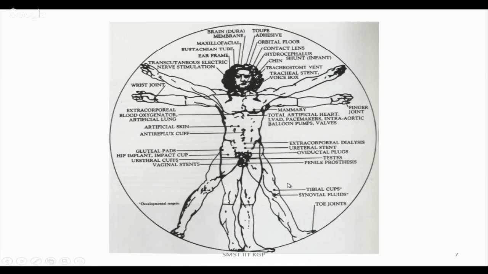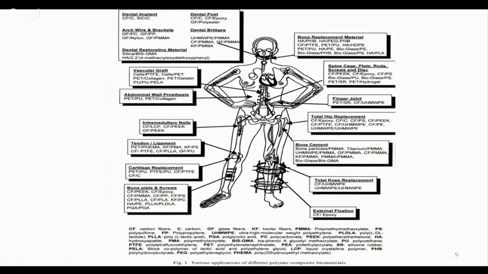Polylactic acid is used for stents, sutures. Polyglycolic acid is also used for biodegradable sutures, and polylactic glycolic acid is also used for biodegradable sutures, drug delivery systems, and nails or pins, bioresorbable pins. I think I will come to this in detail later on.